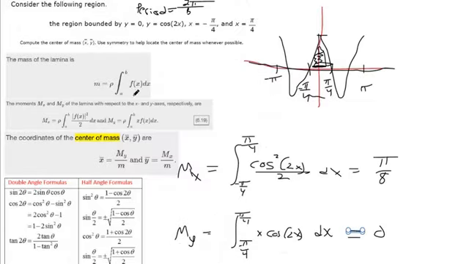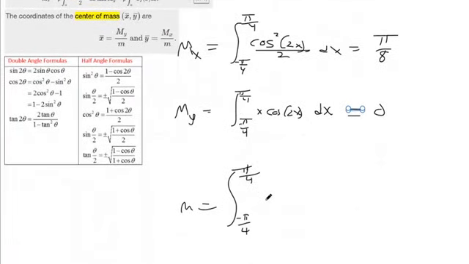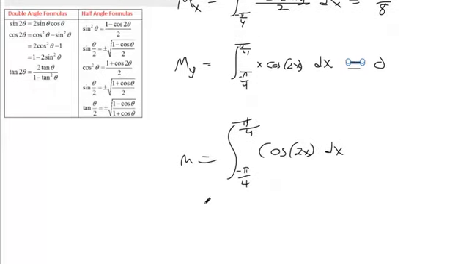Last thing we need is the mass. So we're going to integrate from negative pi over 4 to pi over 4 of cosine of 2x. So the antiderivative of cosine is sine, because the derivative of sine is cosine. But we need a 1/2 because when we take the derivative, the chain rule is going to produce a 2 as a coefficient. So that's our antiderivative.